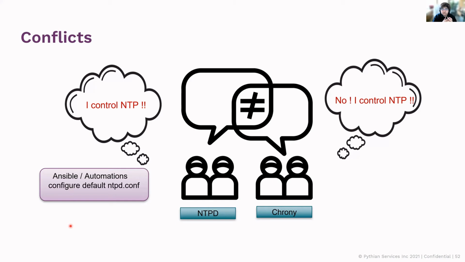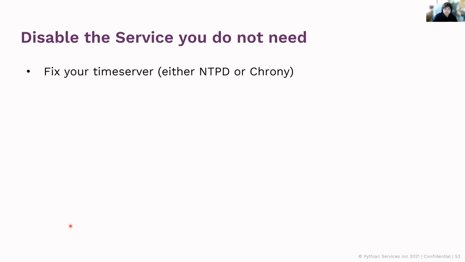If you have playbooks that have been doing it and you continue to use the same playbook on your 7 and 8, you can end up with a dual configuration where you have a manually configured ntp.conf, and out of the box, you've got a chrony configuration in place as well. That will lead to conflicts. The pretty obvious answer is to disable the service you do not need. Finalize your time server and stick to only one of these. You should not be running both together.